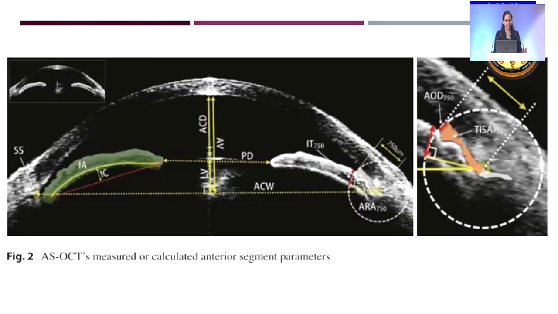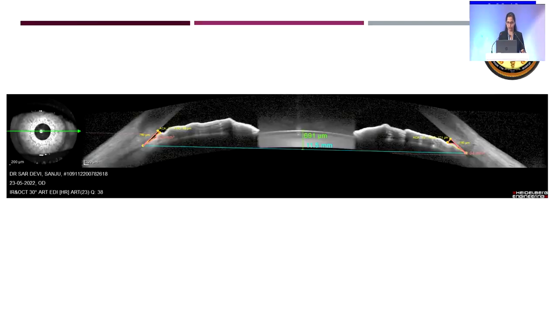So here is the slide of the ASOCT, which is showing the angle parameters, of which in my study the concern was anterior chamber width, which was the distance between the two scleral spurs. Lens vault, which is the horizontal distance of the perpendicular drawn on the ACW to the anterior surface of the lens. AOD 750, which is the opening distance at 750, we already discussed, and TISA, which is trabecular iris space area at 750 microns.